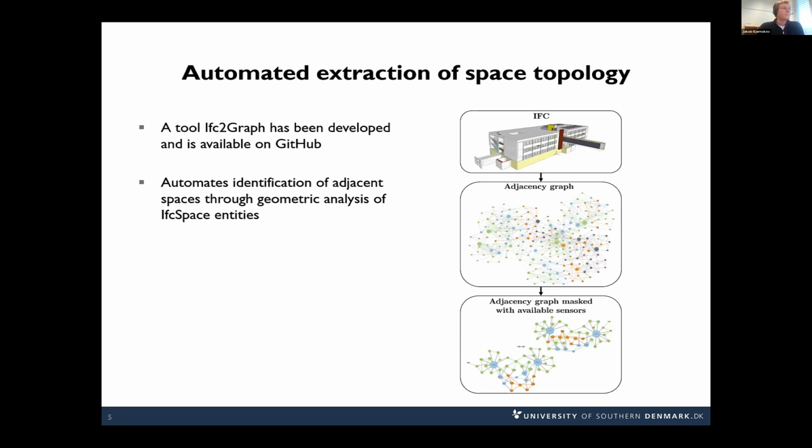Okay, so of course, the whole motivation of using neural networks for indoor temperature forecasting is that we are able to automate the development process of these models. And so we need an automated way of identifying adjacent spaces for each space in a building. And so we developed this tool, which we call IFC2Graph, and it's openly available on GitHub.